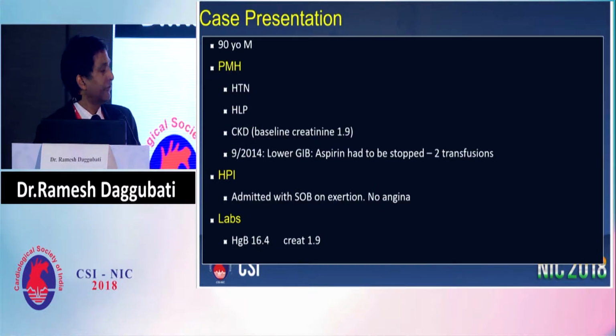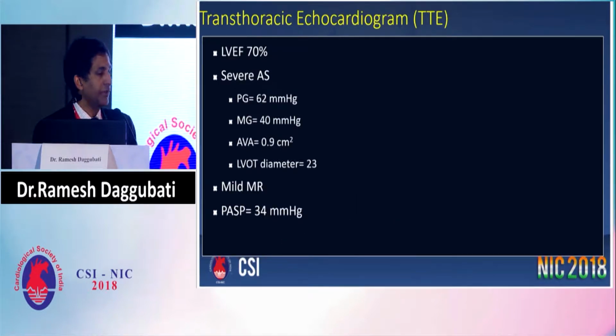So here is a case presentation: a 90-year-old patient, hypertensive, hyperlipidemia, chronic kidney disease, baseline creatinine 1.9, and history of low GI bleed in September 2014. Aspirin had to be stopped and the patient had received 2 transfusions. And she was admitted with shortness of breath on exertion, no angina. Hemoglobin is 16.4, creatinine is 1.9. EF is 70%, severe aortic stenosis with mean gradient of 40 millimeters and aortic valve area of 0.9 square centimeters and LVOT diameter of 23 millimeters, mild MR and pulmonary artery systolic pressure is 34.